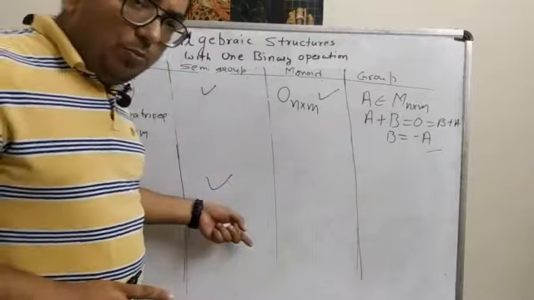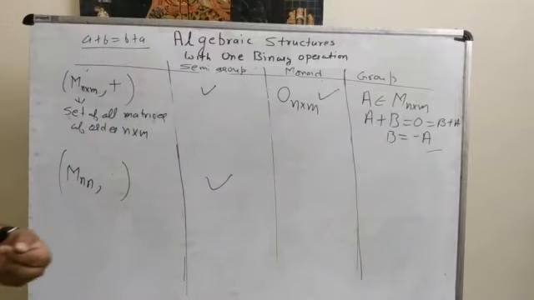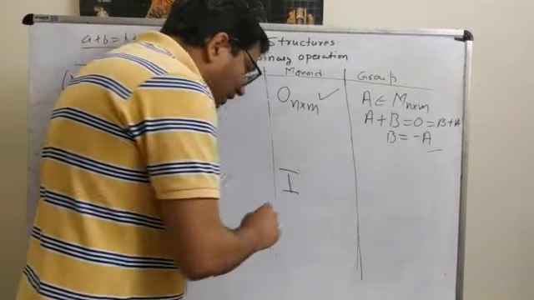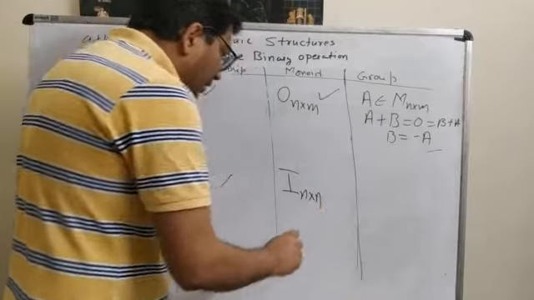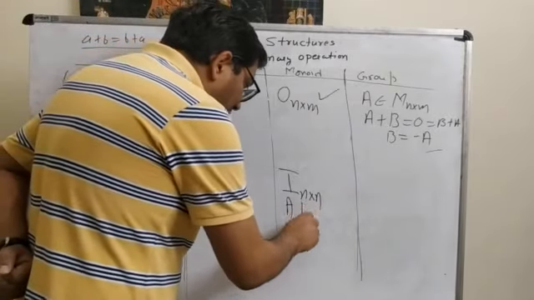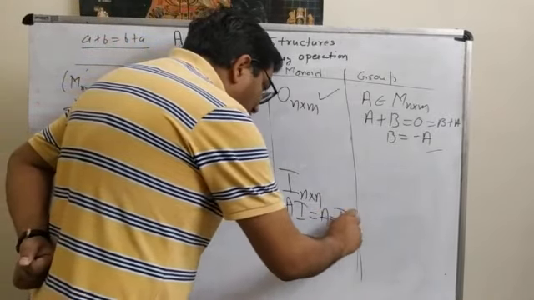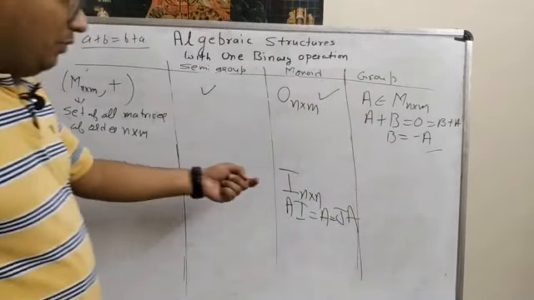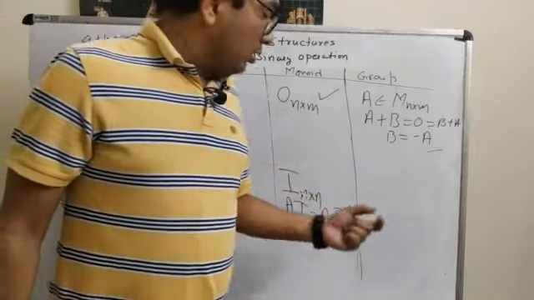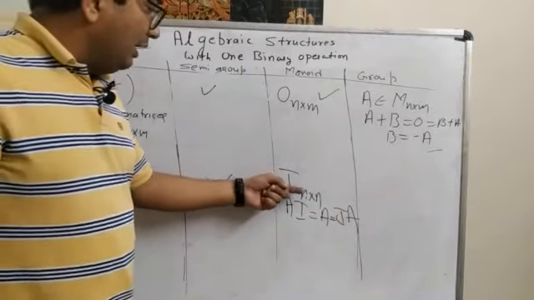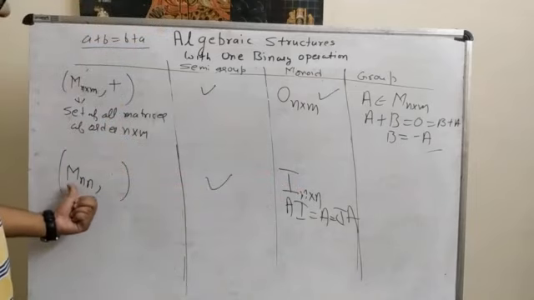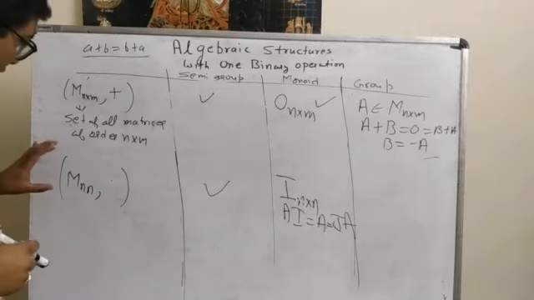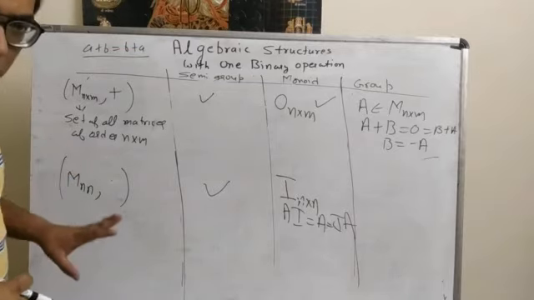So it is a semi-group. In the case of monoid, we have to talk about the identity element, and if we take the identity matrix of order n cross n, then we know that AI = A = IA. So naturally, the identity matrix of n cross n order is the identity of this set. Now let us see whether this algebraic structure is a group or not.